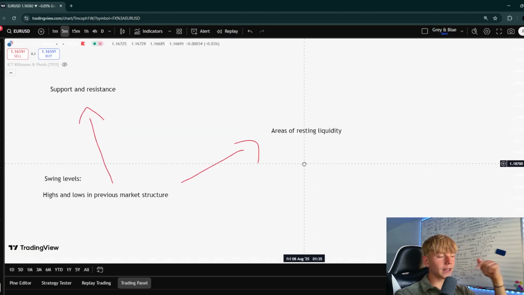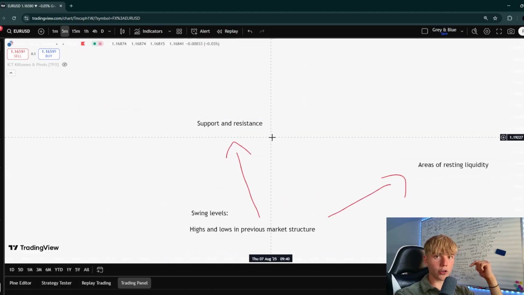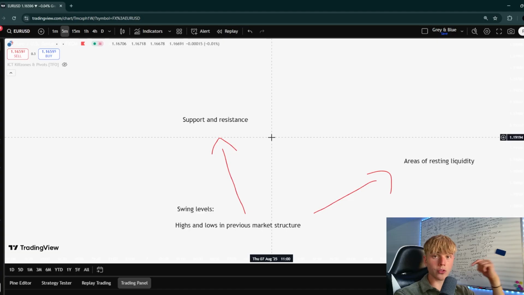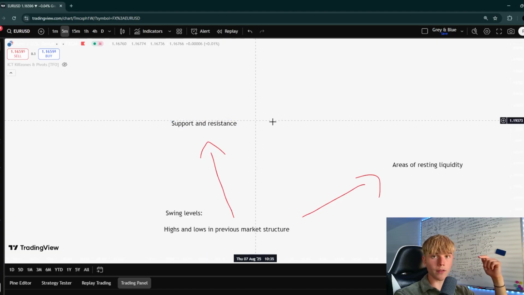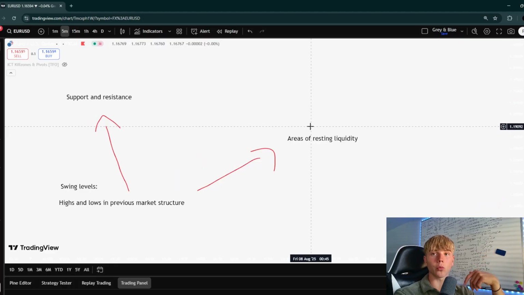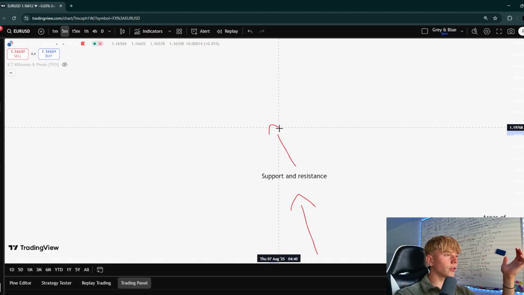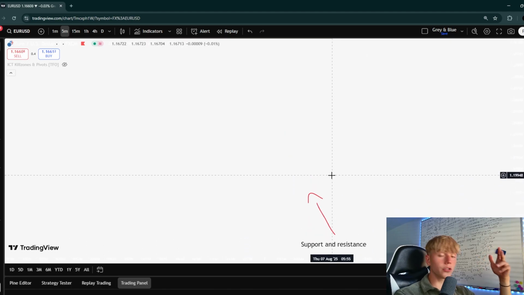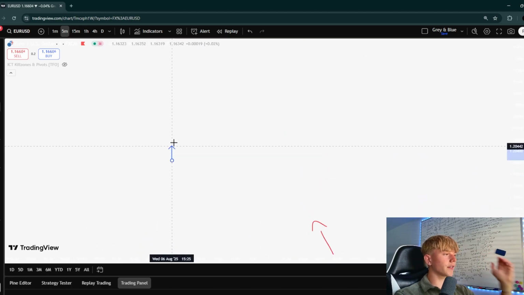But that does not mean that this video won't be useful to you if you trade support and resistance, because I will show you exactly how to use swing levels and key levels to trade support and resistance, as well as going in depth on areas of resting liquidity, which is what I trade. So let's go into support and resistance and show you how to spot key levels and mark them out using this strategy. So let's say price is consolidating.